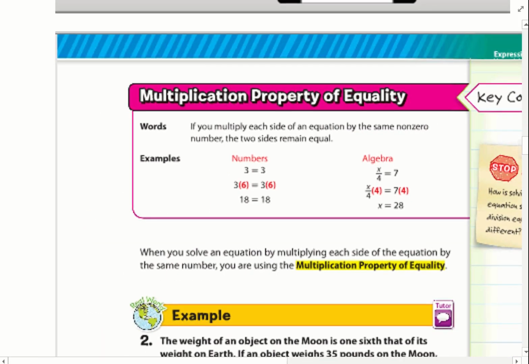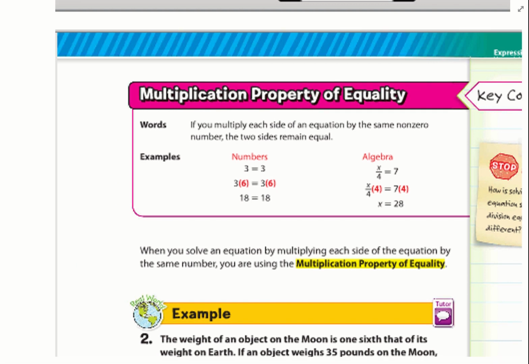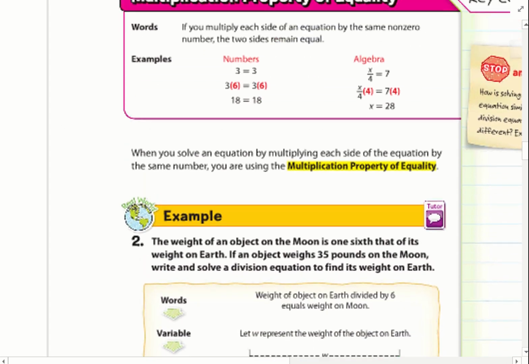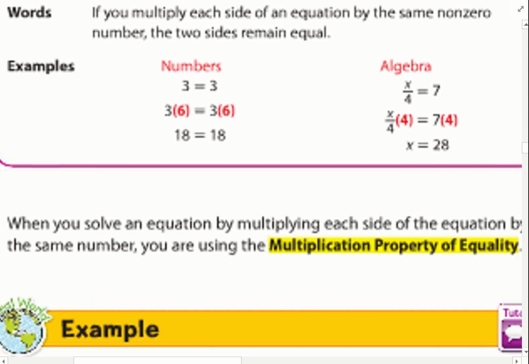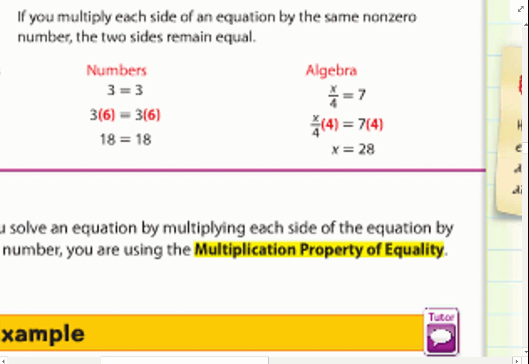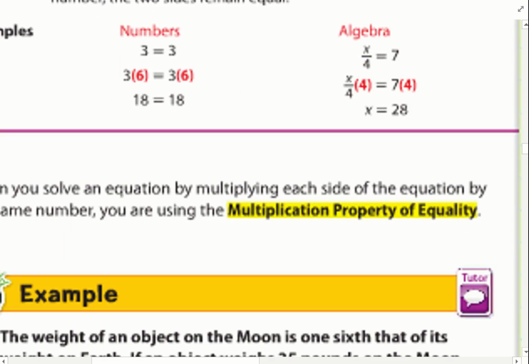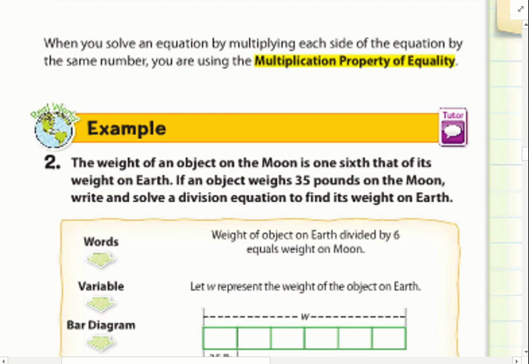So we have the multiplication property of equality. If you multiply each side of an equation by the same non-zero number, the two sides remain equal. So 3 equals 3. If I multiply both sides by 6, they still equal. Same here. If I multiply the same number on each side, I still get an equation that is equal.